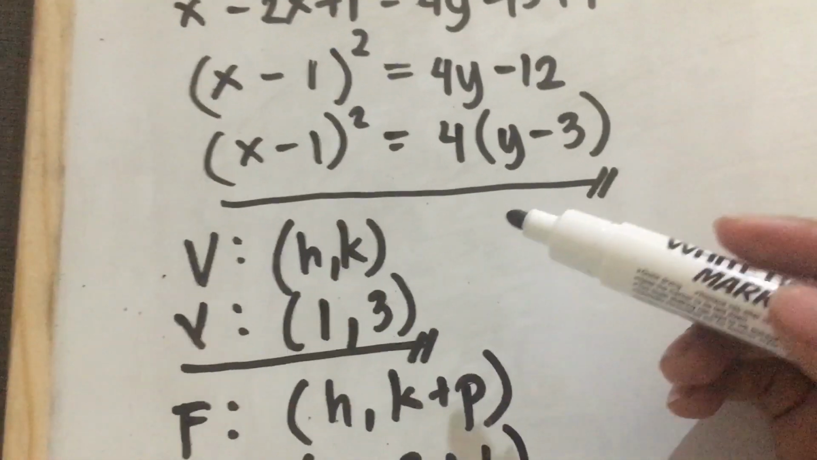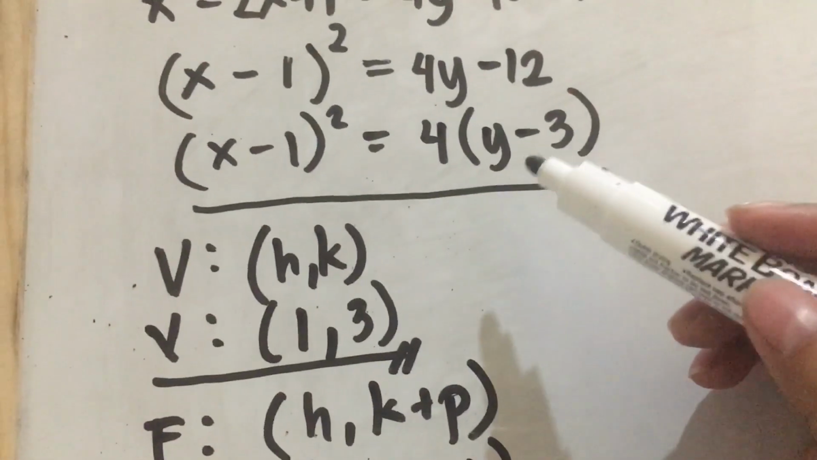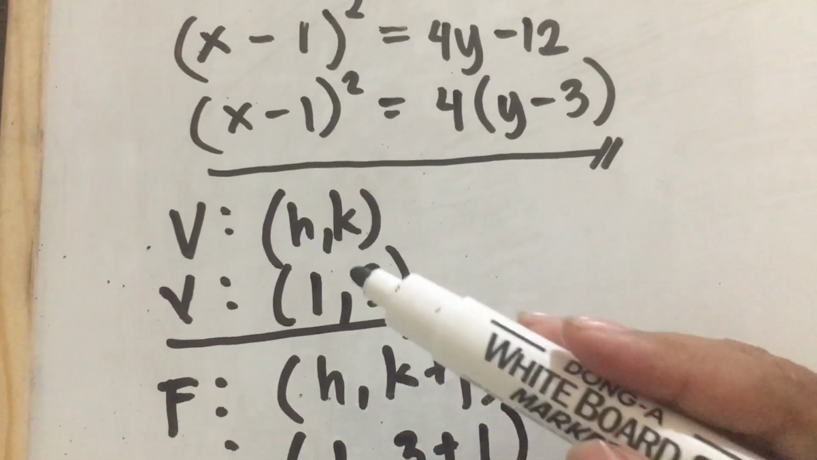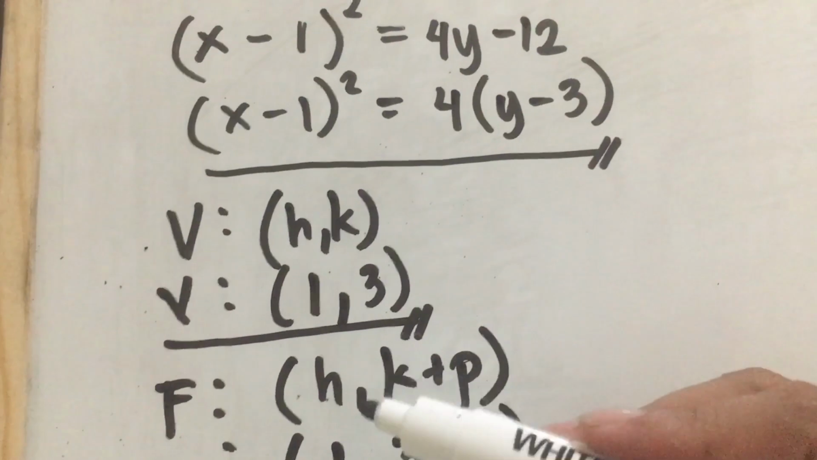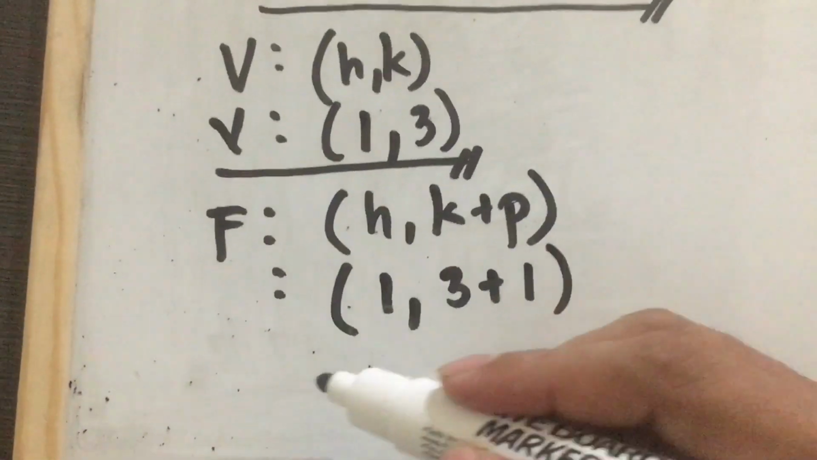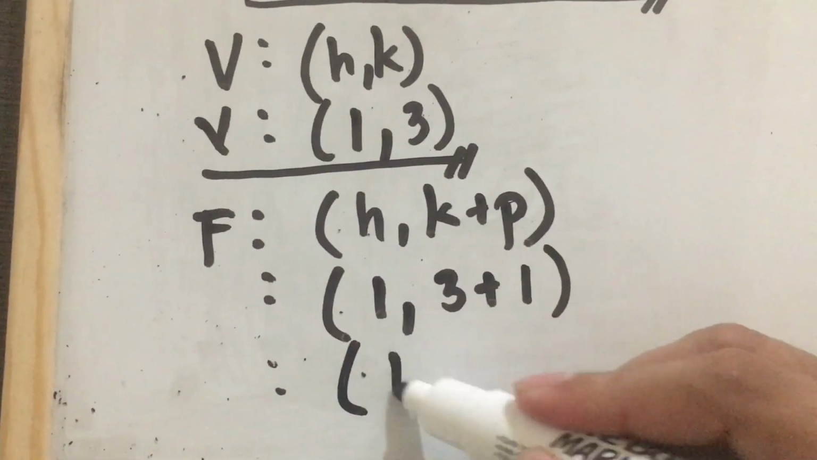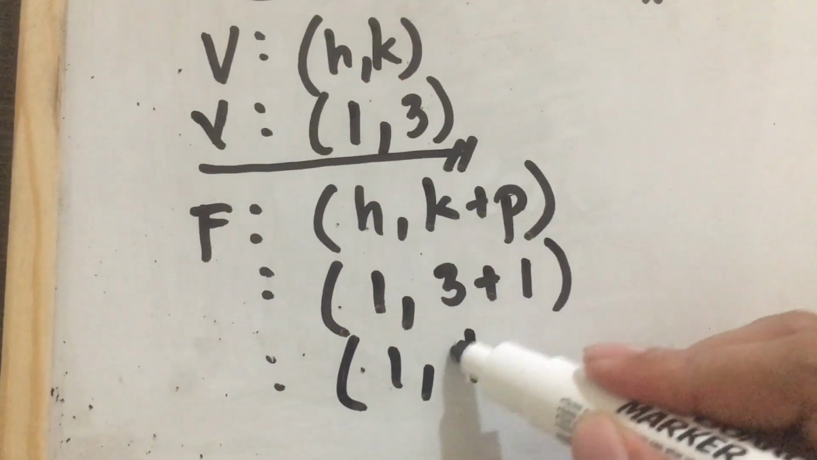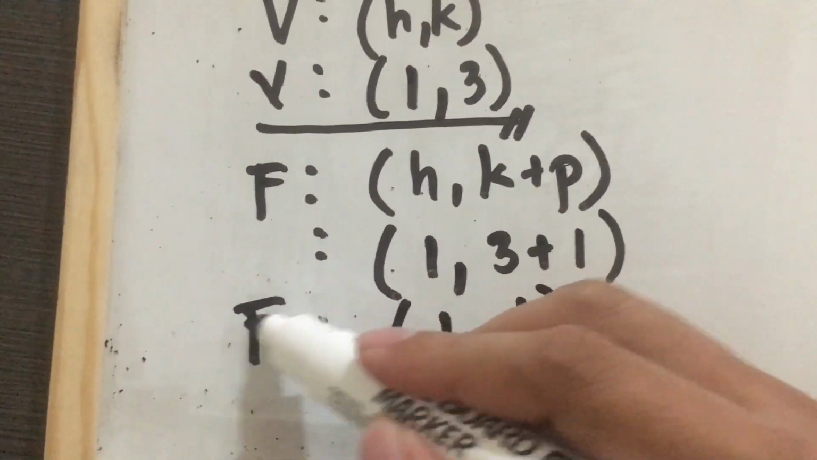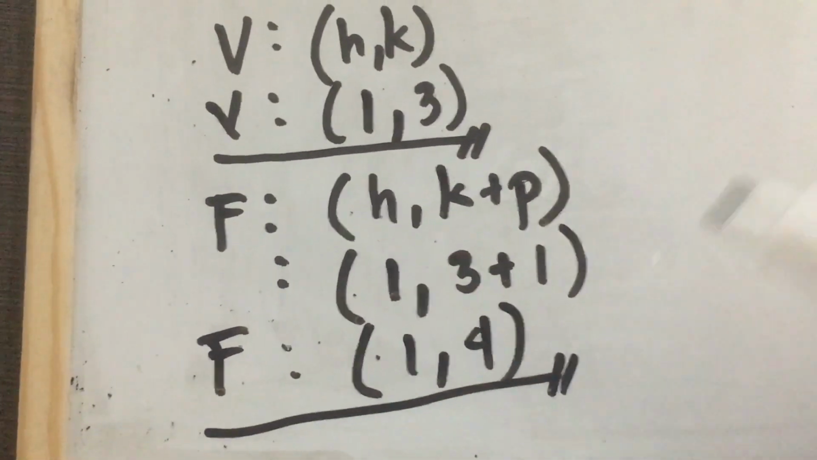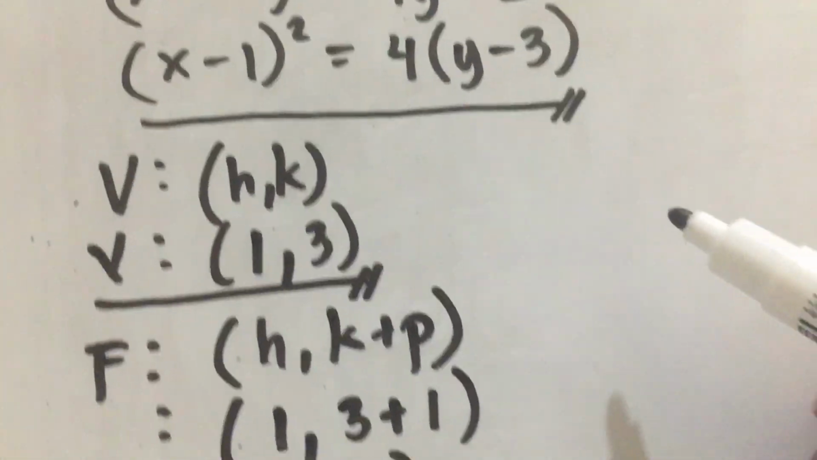You can also get p ahead of the vertex, as well as the focus, so that it is not difficult. So therefore, simplify: 3 plus 1 is equal to 4. So the focus is actually the coordinate (1, 4).